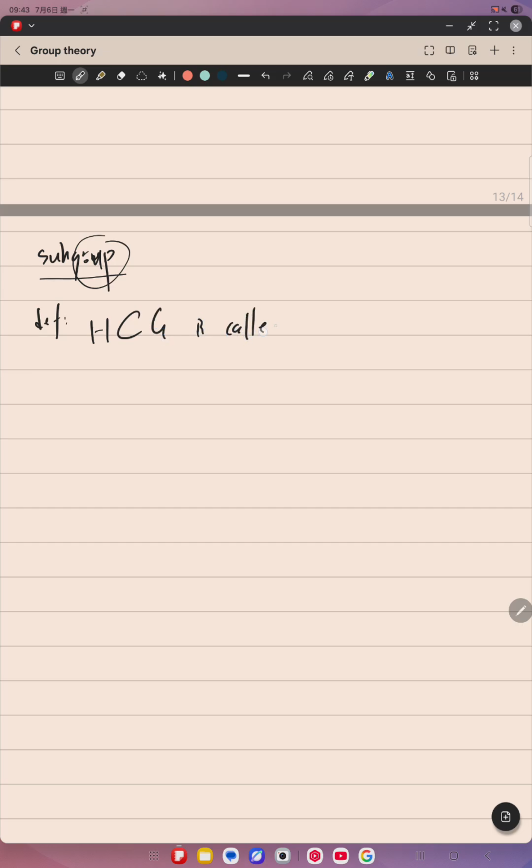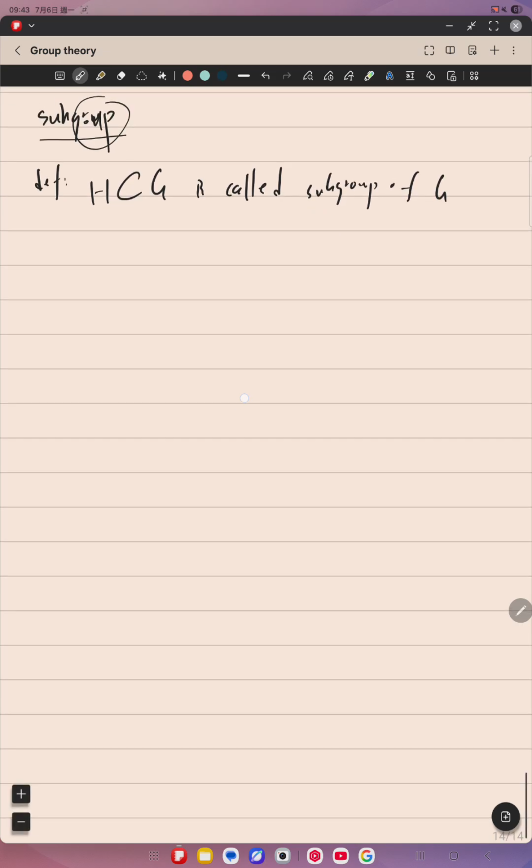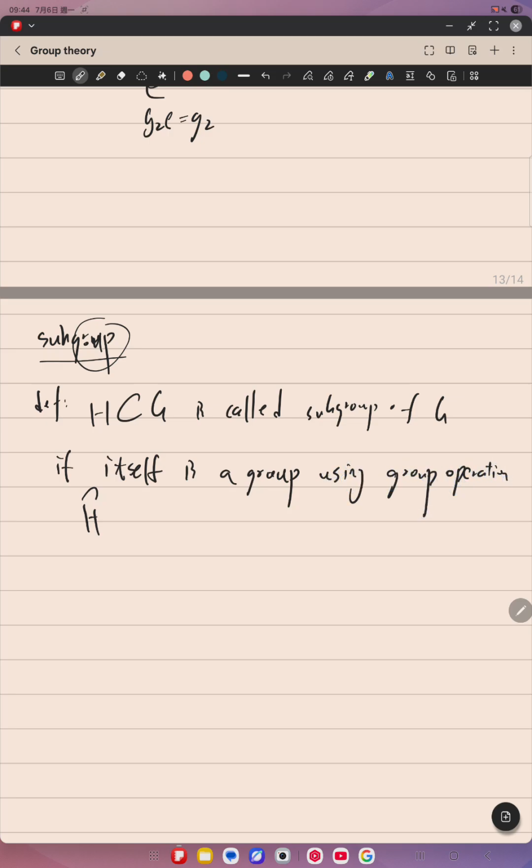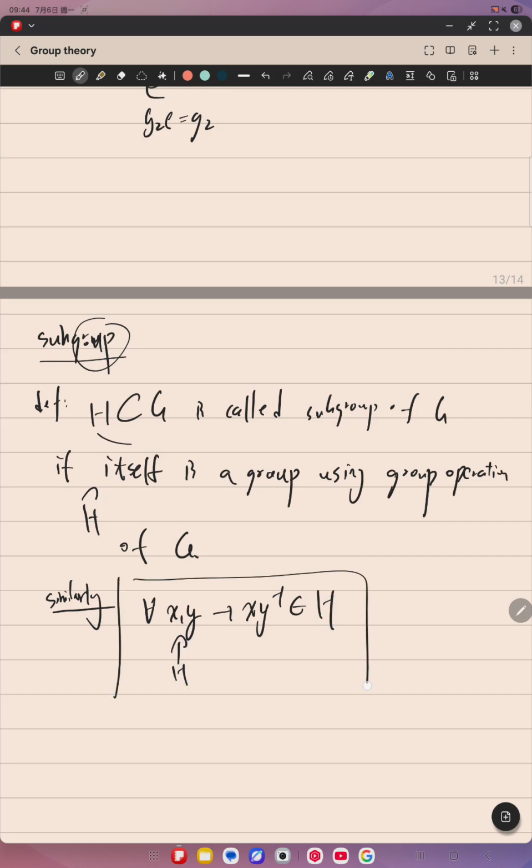So, definition: H, a subset of G, is called a subgroup of G if H itself is a group using the group operation of G. Similarly, one easy way to check whether H is a subgroup is to check that for every x and y in H, x y inverse is in H. If this condition holds, then it's a subgroup.